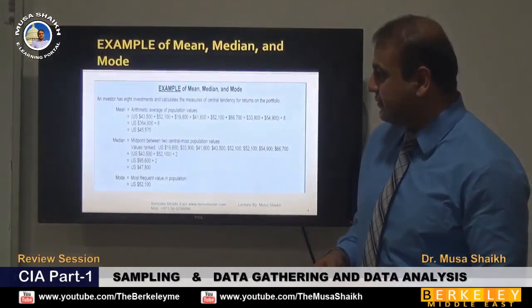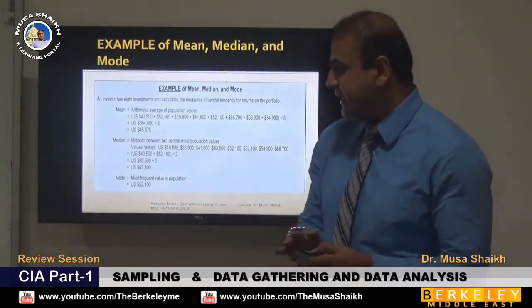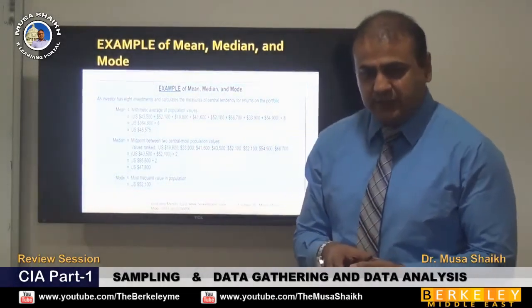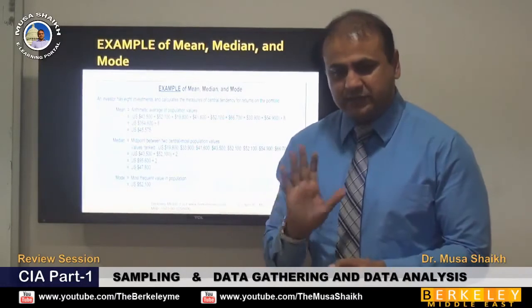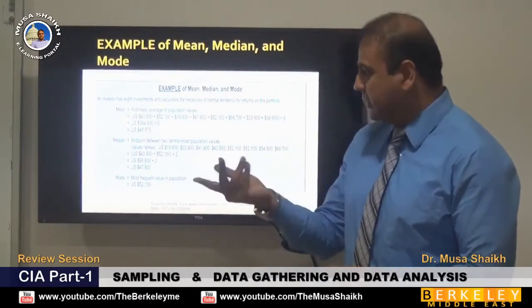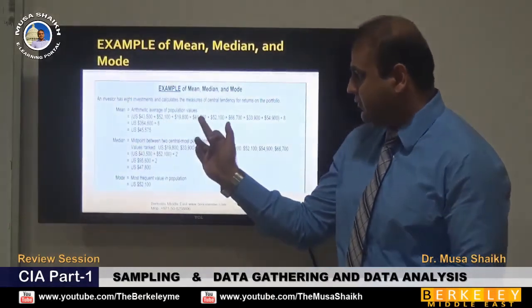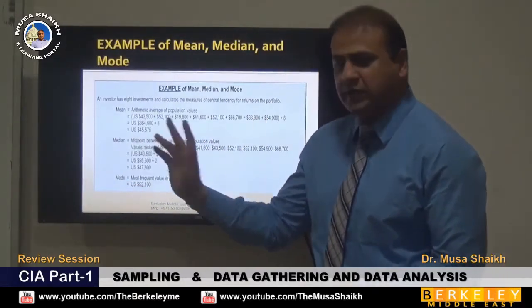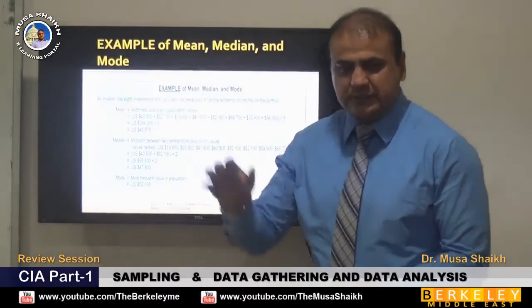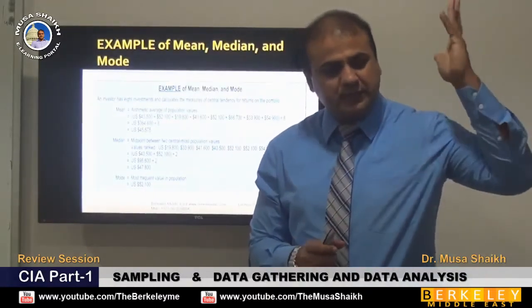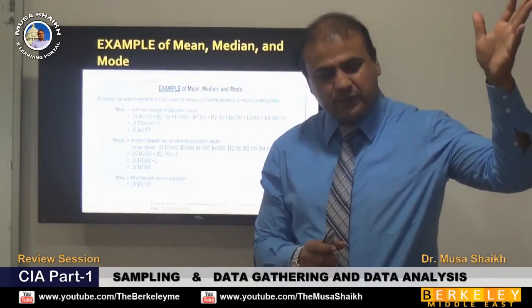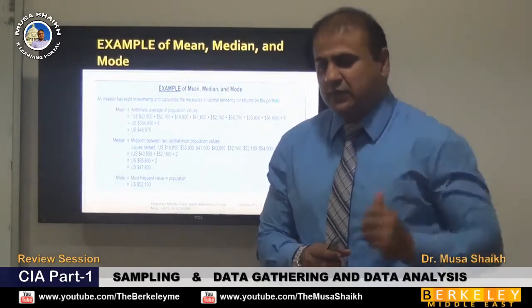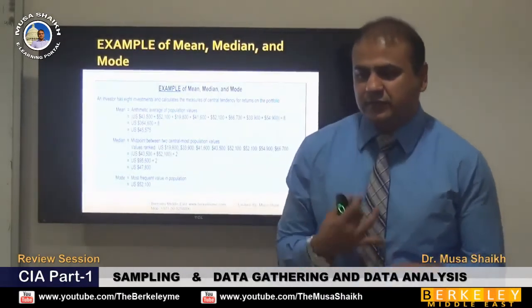Now let's take an example of mean, median, mode. An investor has 8 investments and we calculate the central tendency. The number of investments is 8, so 8 will be the divisor, and we add the values 1, 2, 3, 4, 5, 6, 7, 8 divided by 8. Maybe he has invested in HSBC, Barclays, JP Morgan or other places.